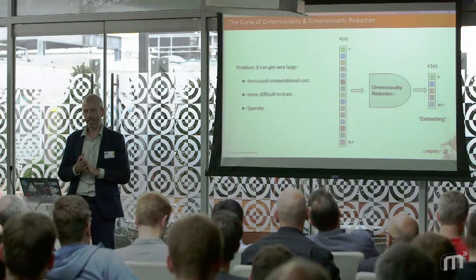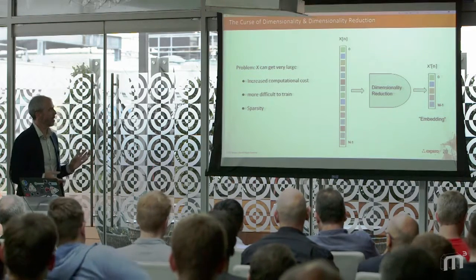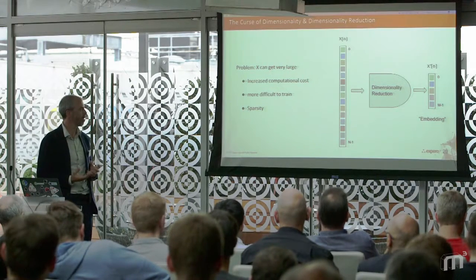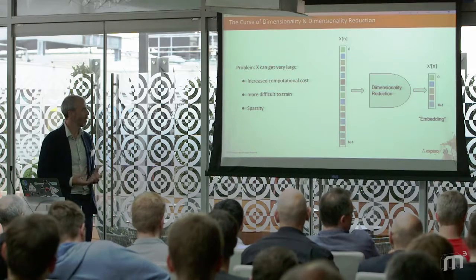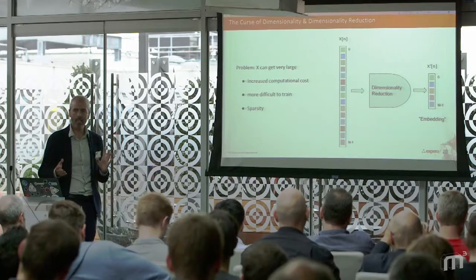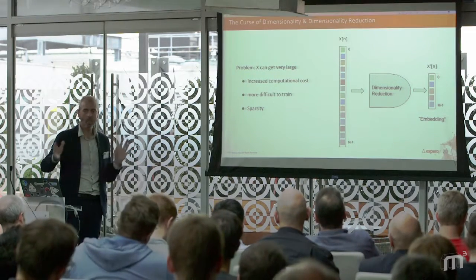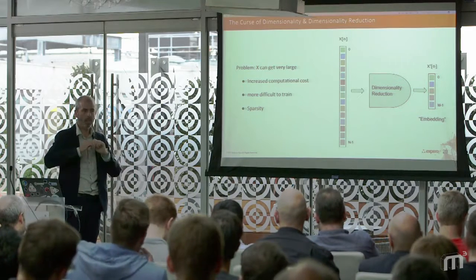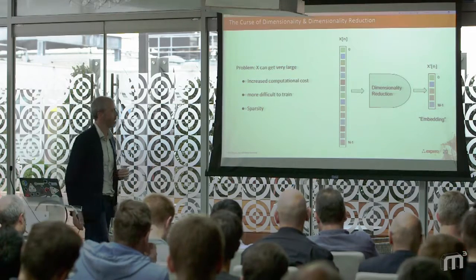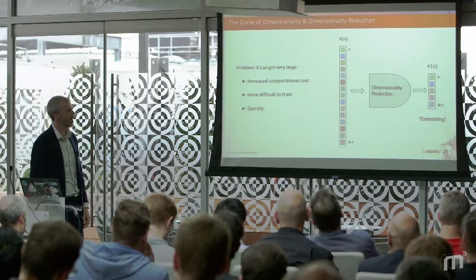Those feature vectors can become very big, and that increases the computational cost of training an algorithm. It becomes more difficult to train, and the sparsity that you get within these spaces, because generally massive feature vectors aren't, that feature space isn't densely populated with information. It's all squirreled away in subspaces and manifolds and little pockets. And that sparsity actually causes problems in training.